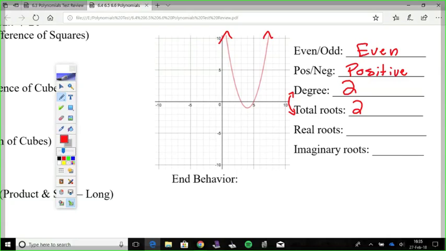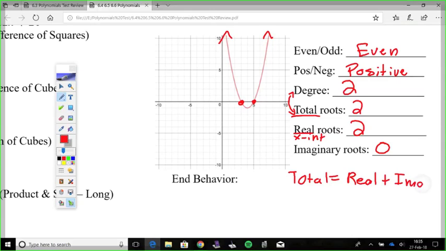Now, of those 2 total roots, how many are real and how many are imaginary? Now in this case, the real roots are always x-intercepts. And in this case, I have 2 x-intercepts. So that means I have 2 real roots. Now, if I have 2 roots in total, and 2 roots are real, then that means there's no roots that can be imaginary, right? Because the total roots would equal the real ones plus the imaginary ones. But if I have 2 in total, and then 2 of them are real, that means there's no imaginary.